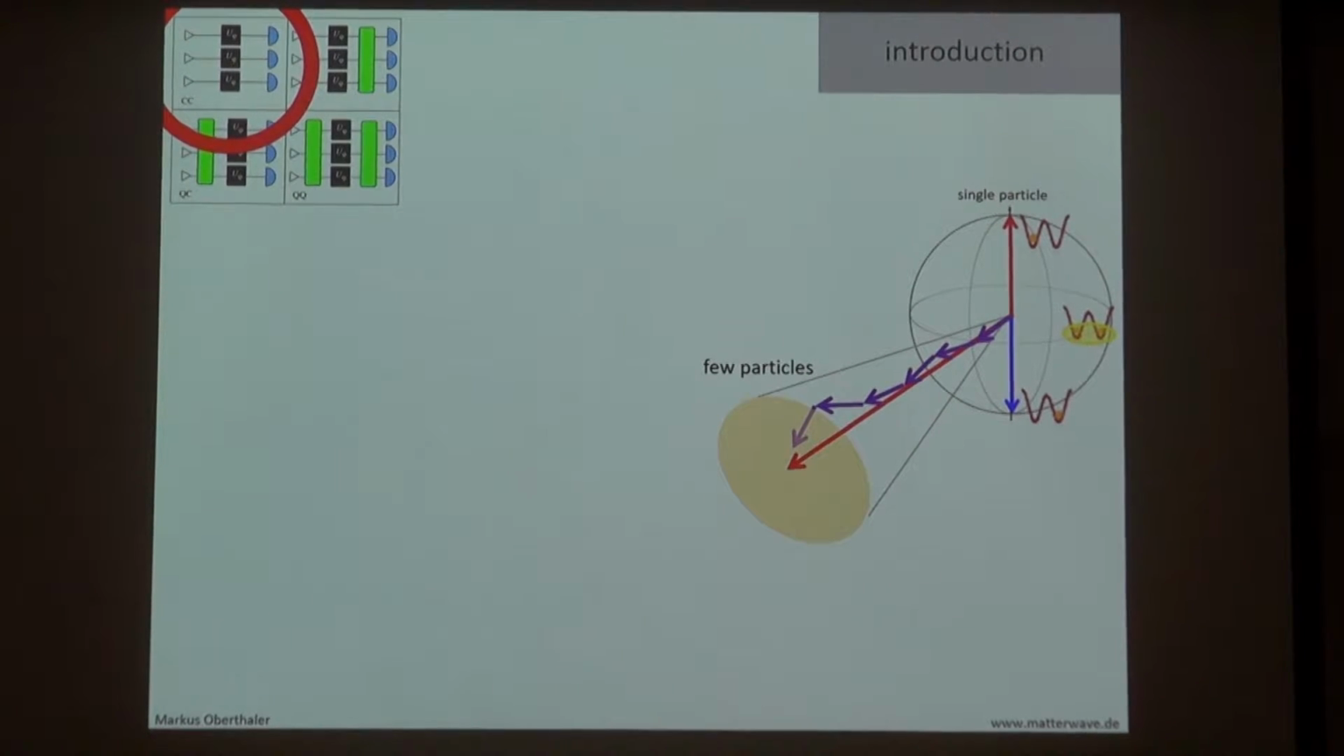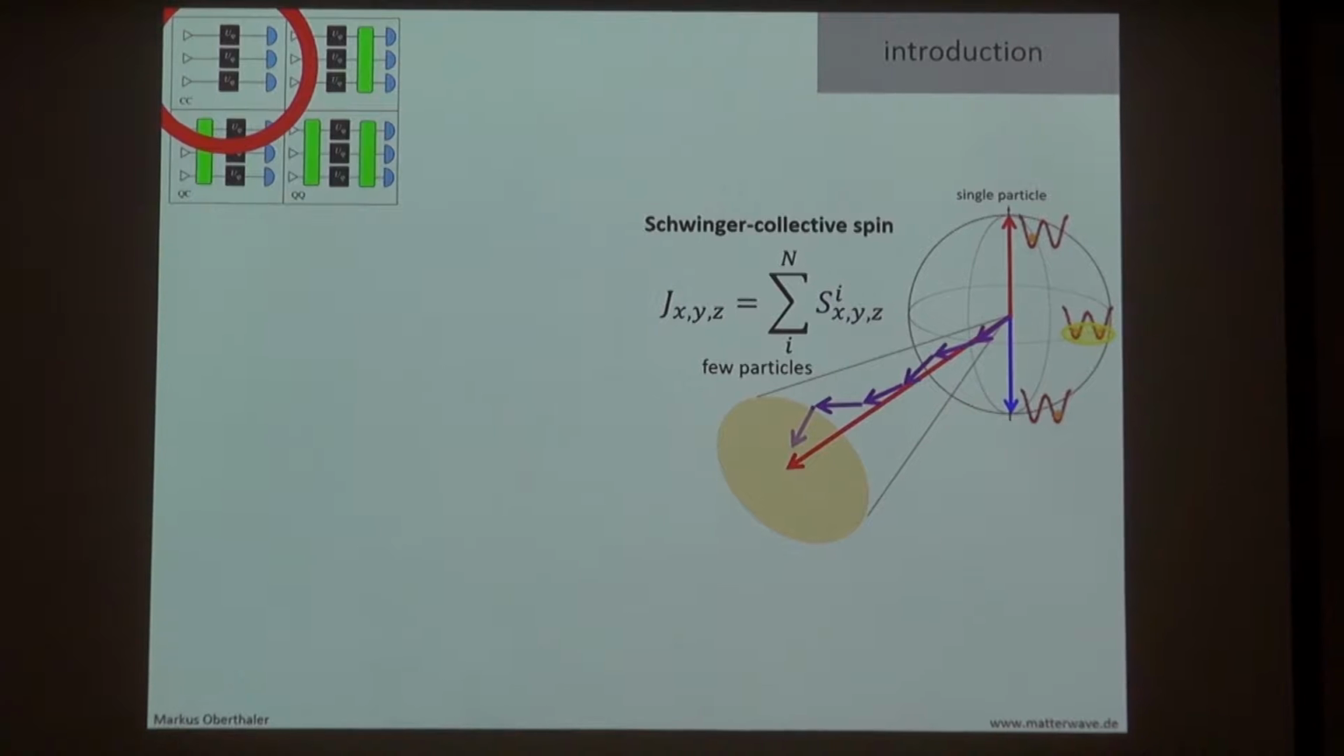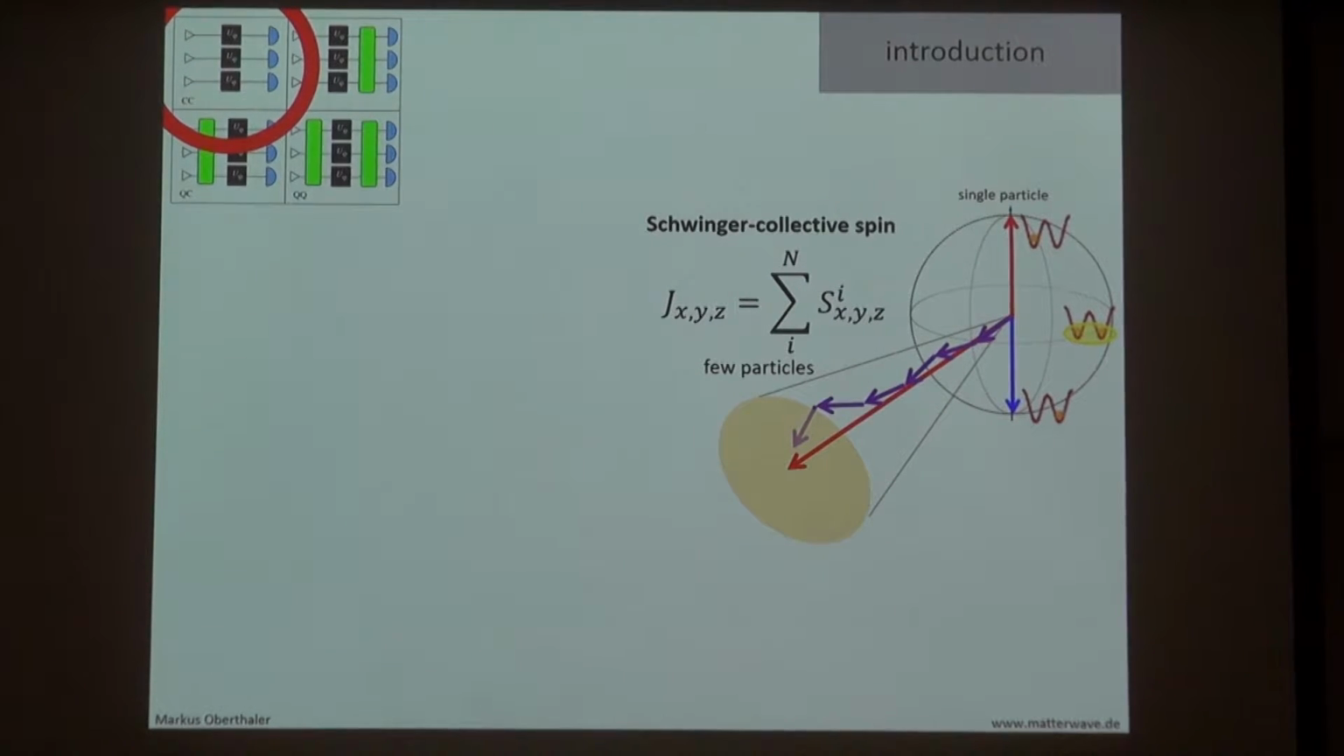You can do this mathematically correctly. This is the Schwinger collective spin representation, by saying, well, this vector here is just a sum of individual vectors. Okay? And this uncertainty here, which I explained by random adding up of spin directions, is nothing else but the uncertainty you get from the spin algebra of this angular momentum operator.